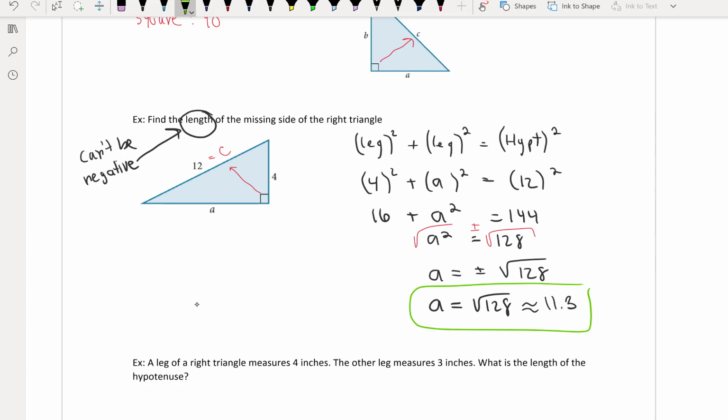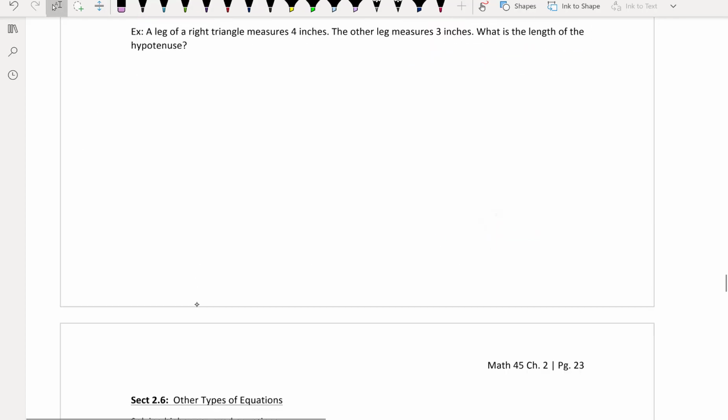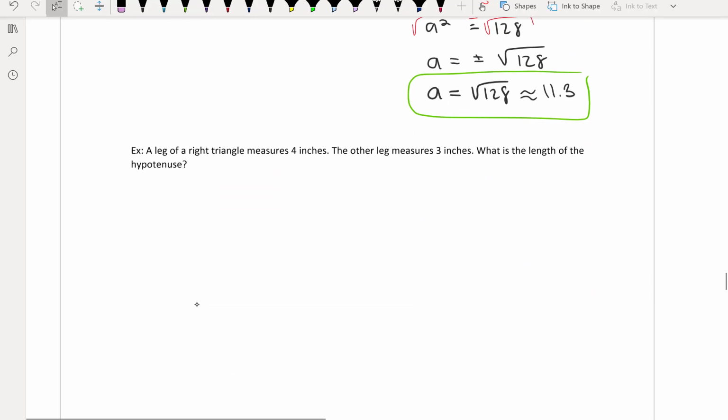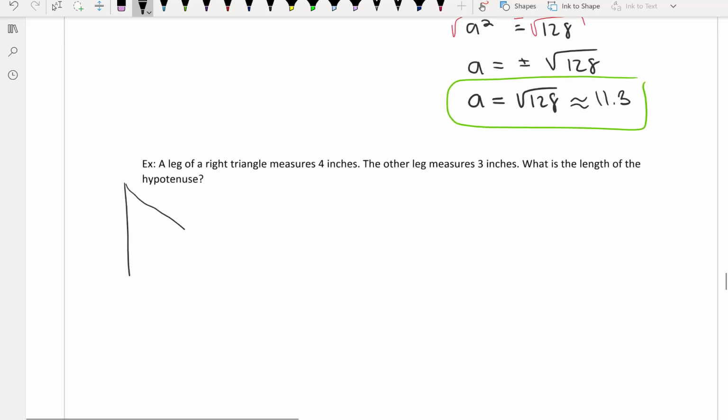Okay. So now for the next example, it's a word problem, but it's still the same process. So it says a leg of a right triangle measures 4 inches. The other leg measures 3 inches. What is the length of the hypotenuse? So I at least know it's a right triangle. So I know that I can draw that. And there's a square because that represents the 90 degrees, the right triangle. A right triangle represents 90 degrees, so it's that little square there.